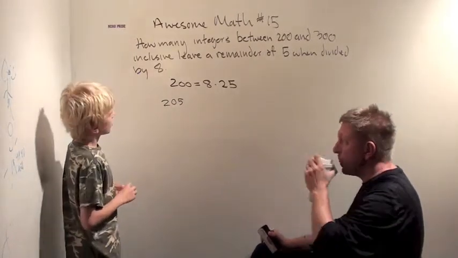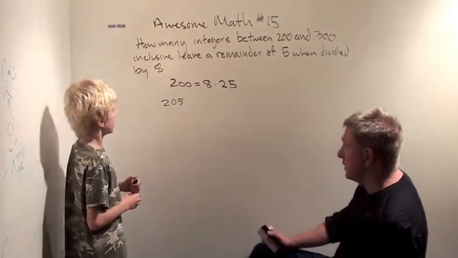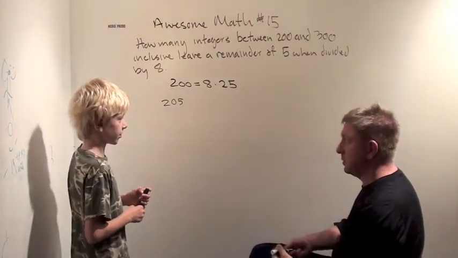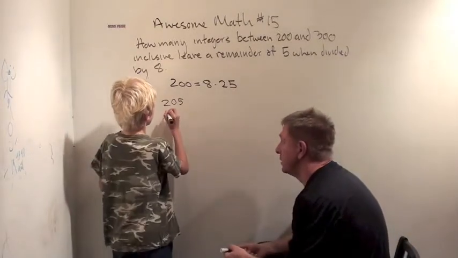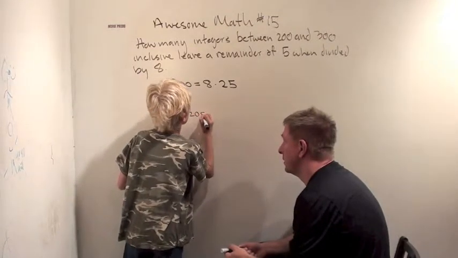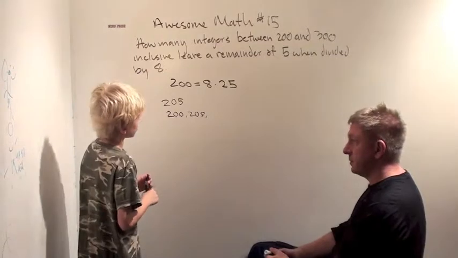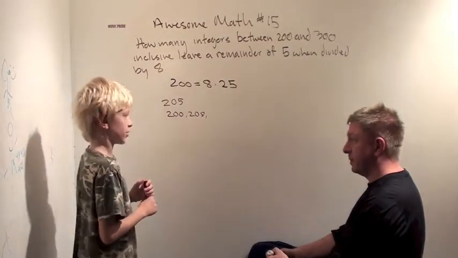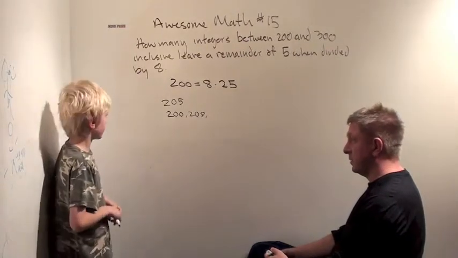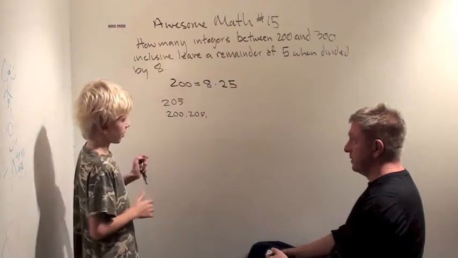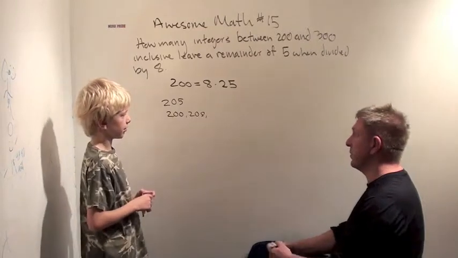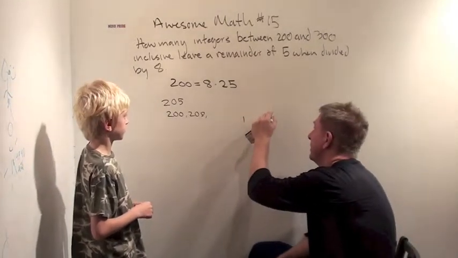Well, maybe we could make a list of the multiples of 8 between 200 and 300 inclusive. So, 200, 208, and then that might take a while. It's not a bad way to go, but it might take a while. So now we have to figure out where we end. What's going to be the last multiple of 8 below 300?